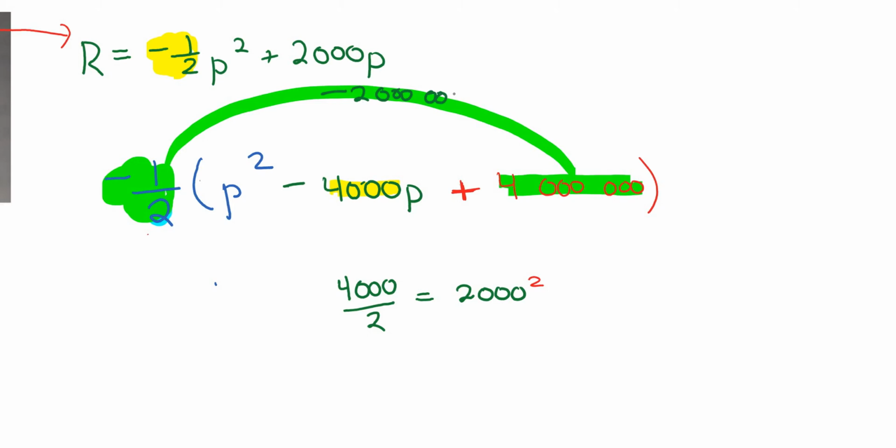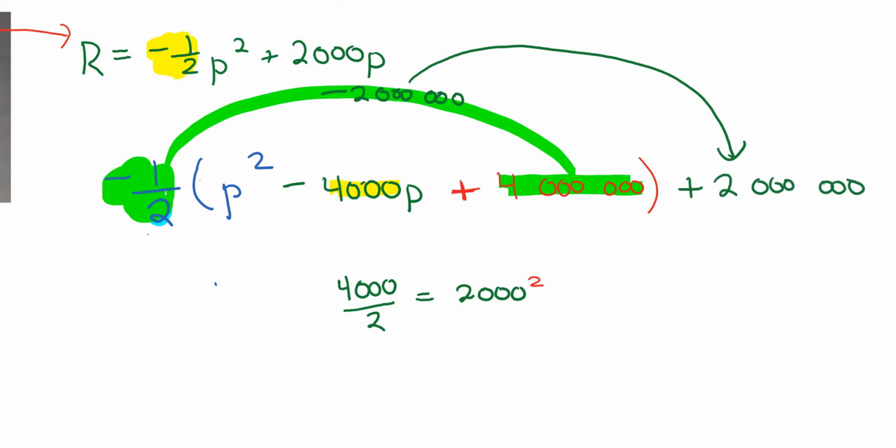And then in order to complete the square, ask yourself, what's the opposite of negative 2 million? Well, that's going to be positive 2 million. And it should be positive because this parabola is opening down and we need a maximum revenue there. Okay, so those are the steps to completing the square. So let's just finish this off now.